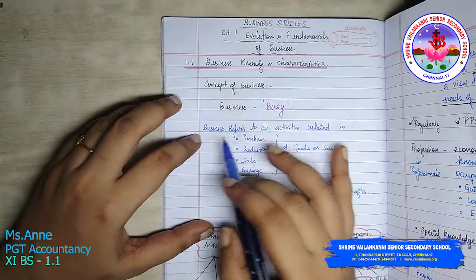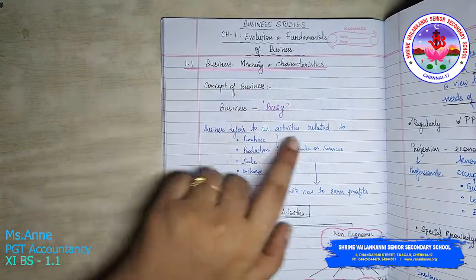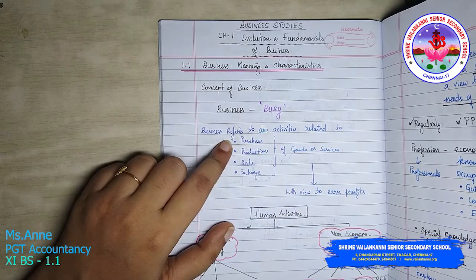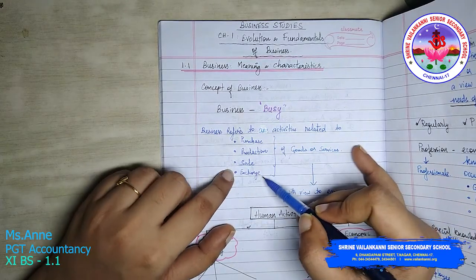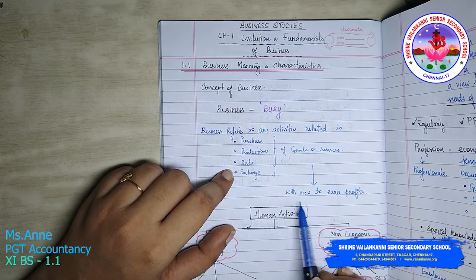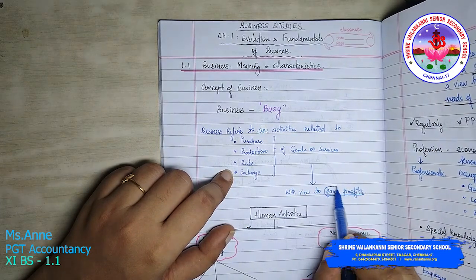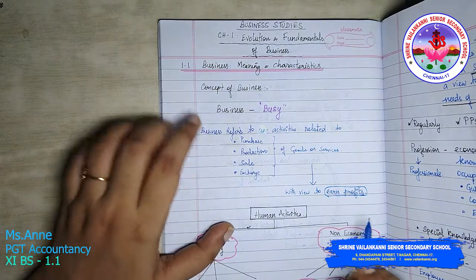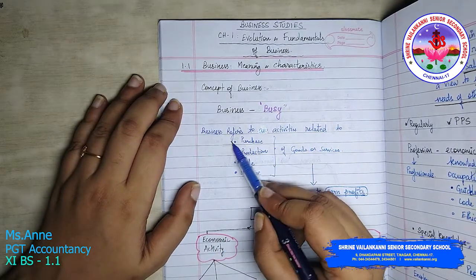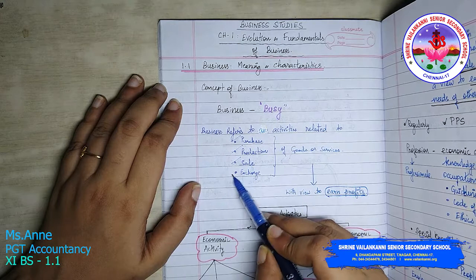Business refers to an activity related to purchase, production, sales, exchange of goods or services with a view to earn profits. So this element is very important. Without profits there is no business. So, purchase, production, sale or exchange.